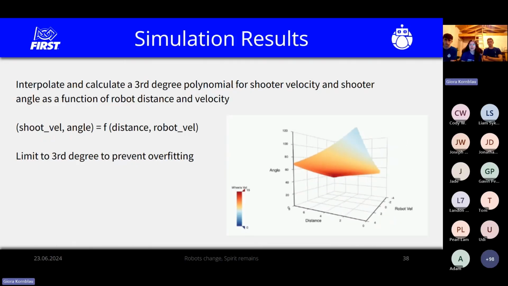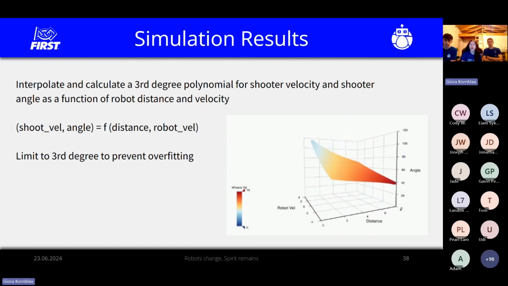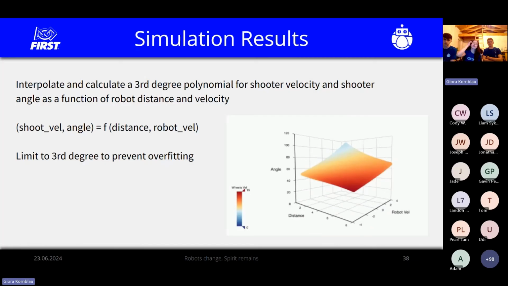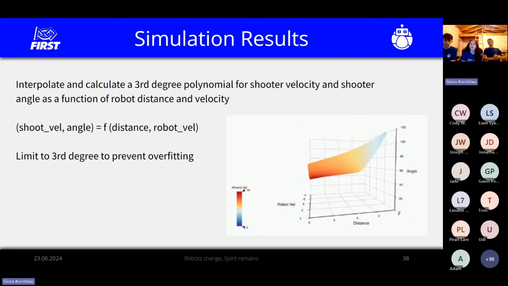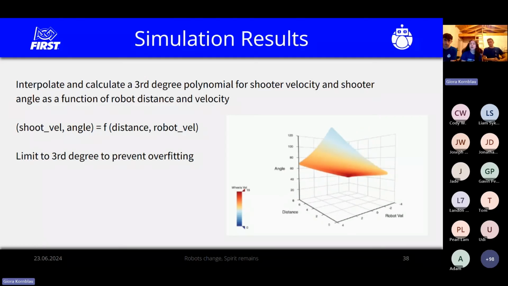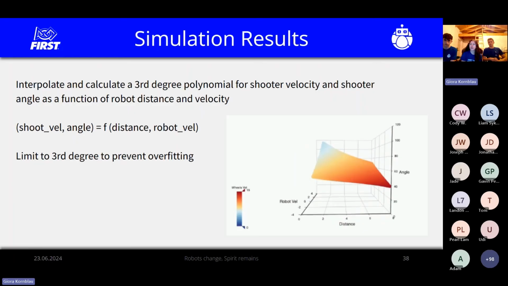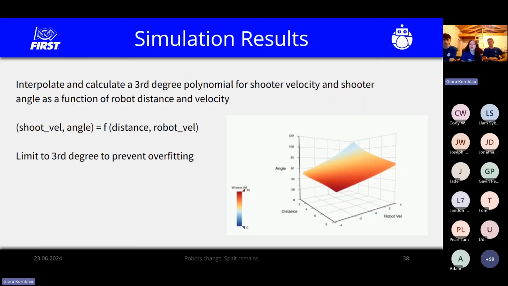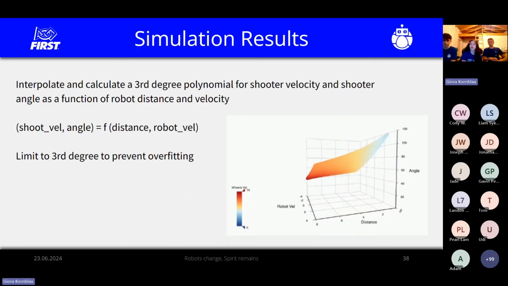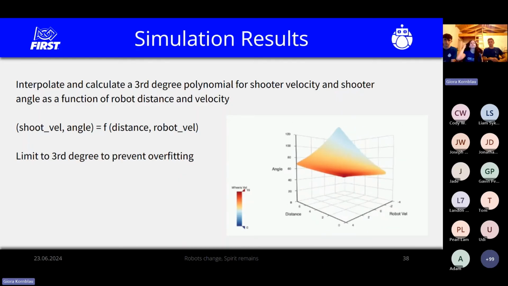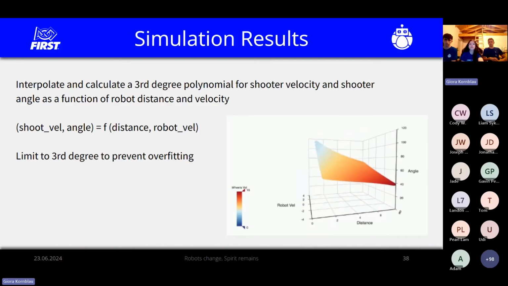So you can see in this 4-dimension graph, we have our robot velocity and our distance and our angle, and the color is the wheel's velocity. So you can see that, for example, when we're 4 meters away from the target and we're standing, we'll have a much lower velocity than if we're 4 meters from the target and our velocity is minus 4 meters per second. So yeah, everything just changes the parameters for our trajectory.